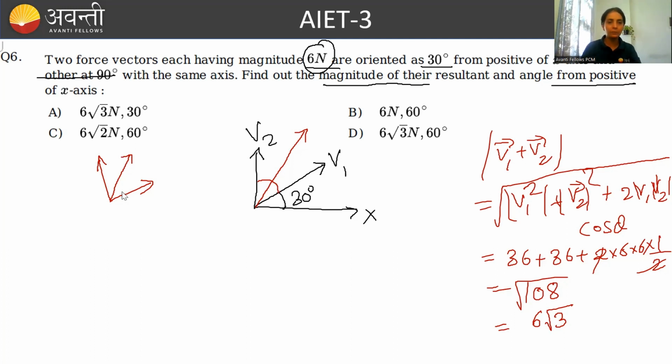So if you see carefully here, the angle was 60 degrees. So this angle will become how much? This angle will become 30 degrees and this angle will become 30 degrees. Done. So how much angle will the resultant make from the positive x-axis? It is this angle, and that is your 60 degrees. So the correct answer will be D. 6 root 3 Newton will be the resultant, and the angle that the resultant will make with the positive x-axis will be 60. Right?